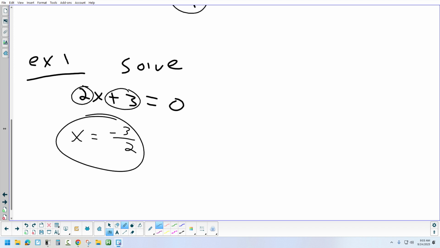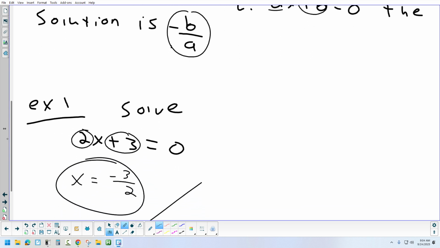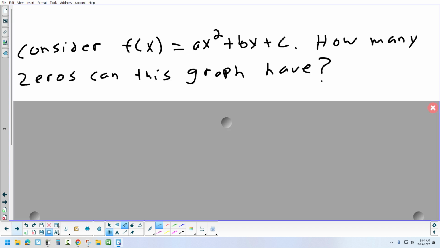And could this, since this is linear, could it ever cross the x-axis again at another spot? No. Linear means it's just straight, right? It can't curve and cross again. Okay, so linear is the simplest case when you're asked to find the roots or the zeros or the x-intercepts.